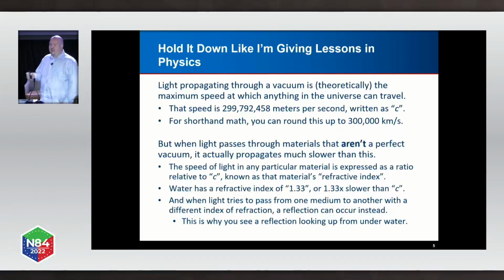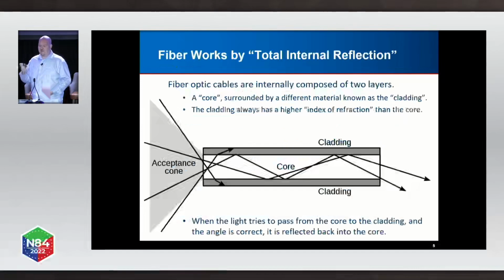And when light tries to pass from one medium to another and there's a different index of refraction, then you get a reflection. That's how fiber works. It's a mechanism called total internal reflection. As long as you have two different kinds of glass, you have a core and a cladding. If you didn't have the cladding, fiber wouldn't work. The cladding is what reflects it back into the core.